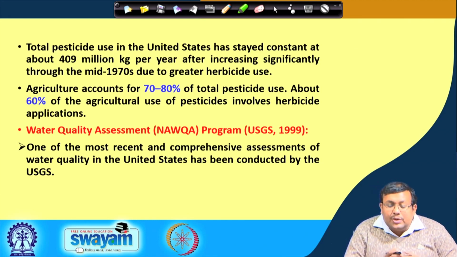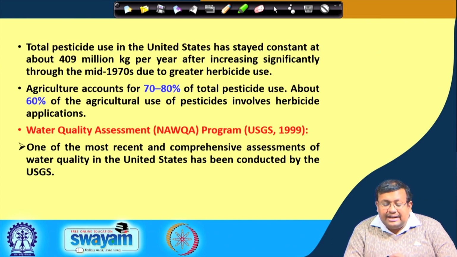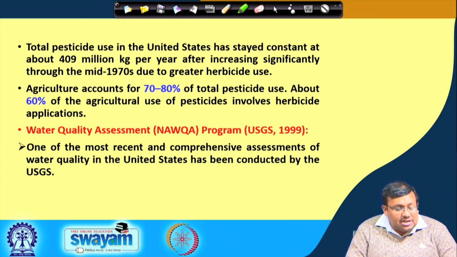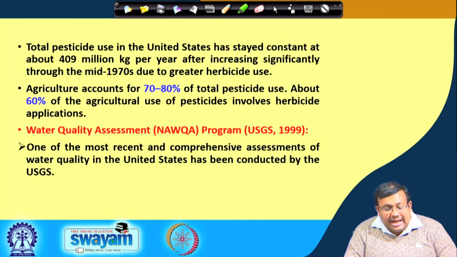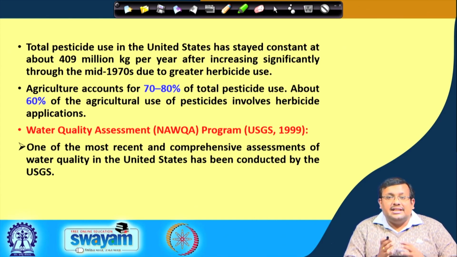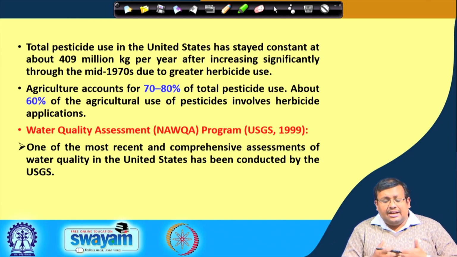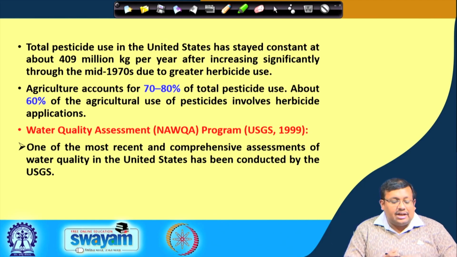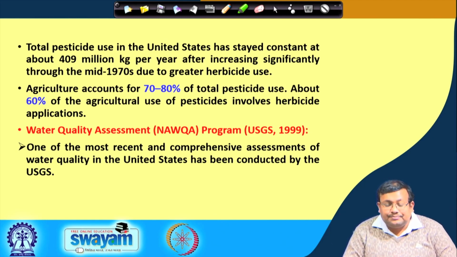proposed by the USGS in 1999. That is called the Water Quality Assessment, the NAWQA program, which basically takes into account the problem of pesticide-based pollution of soil and water. It is one of the most recent and comprehensive assessments of water quality in the United States, and that has been conducted by the USGS.